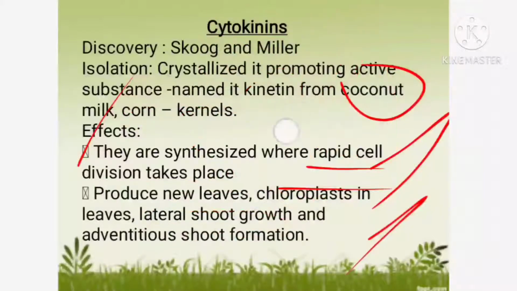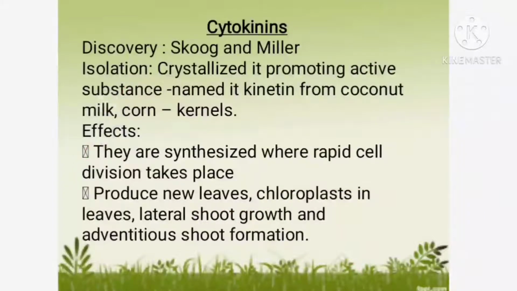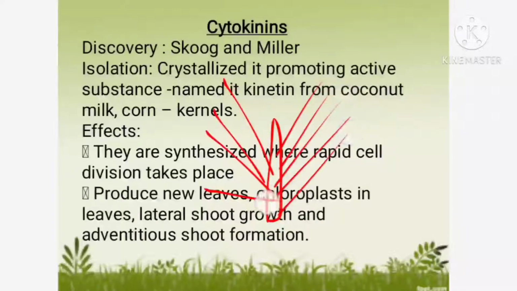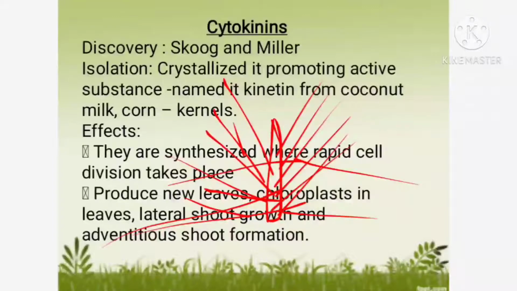So, if you are applying cytokinin artificially to a plant, then this plant will give rise to many lateral branches, lateral adventitious shoots. This one we call adventitious. Sidewise you can find many developing. So like this, they are helping in lateral shoot growth. Lateral shoot growth or adventitious shoot formation is a characteristic feature of what?